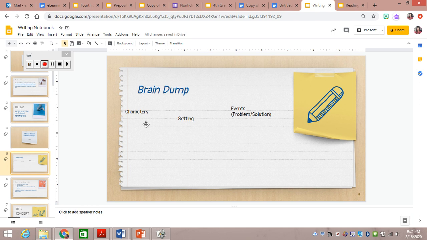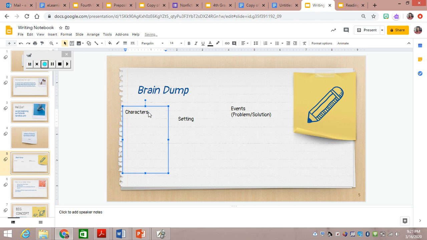So we have 3 boxes. We have characters, setting, events, which is problem and solution. All you're going to do is simply type out any ideas you have. I could put for my characters 9-year-old boy, or I could put golden retriever, or 60-year-old man, or 14-year-old girl, or a butterfly.